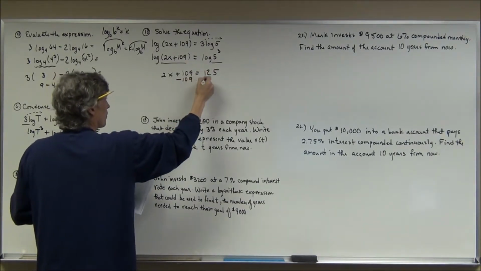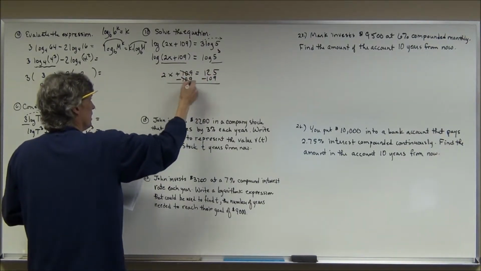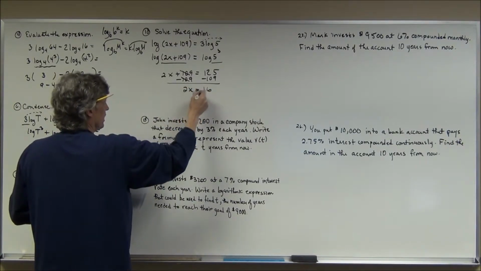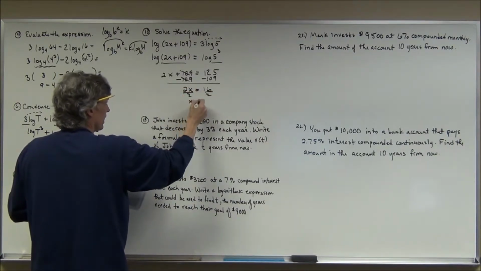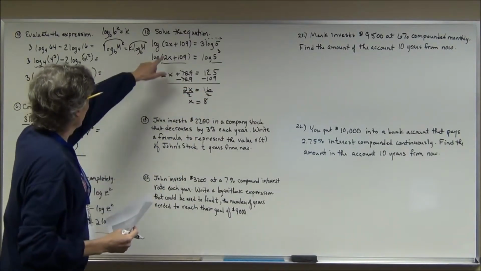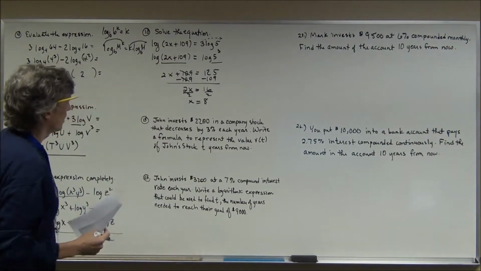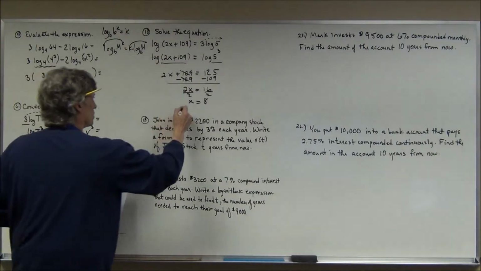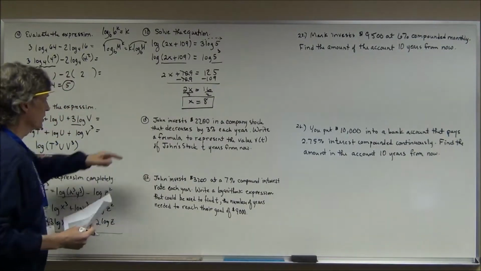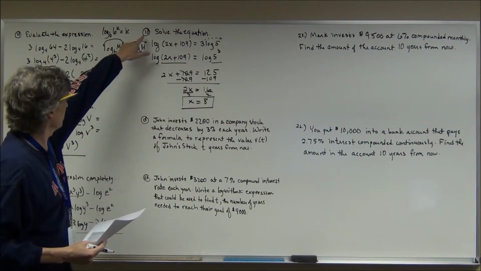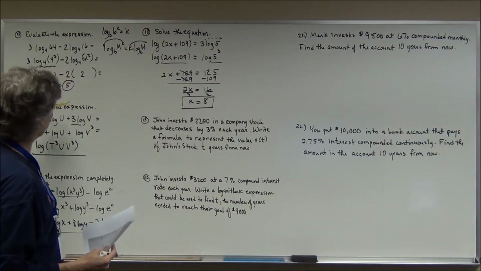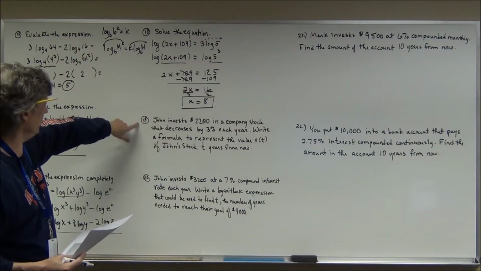I subtract 109 from both sides. I get 2x is equal to 16. I divide by 2. I get x is equal to 8. And I don't have any problem plugging 8 into there because that'll be a positive amount. So here's my answer. Now this is problem 13. That was problem 10. This one was 8. This one was 6. Here's problem 13, I think it is.